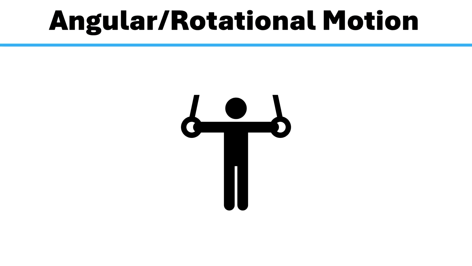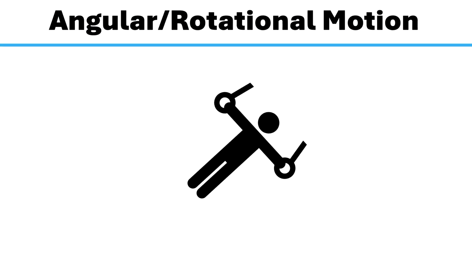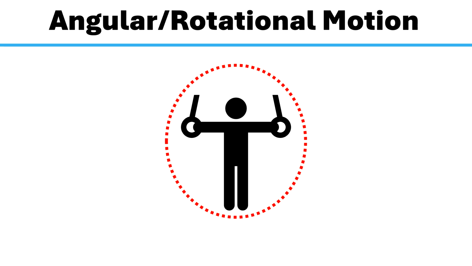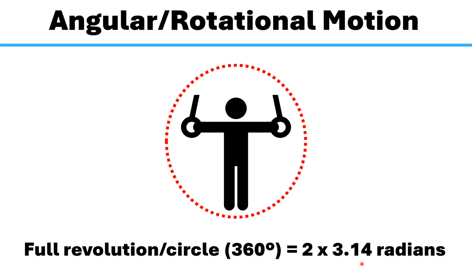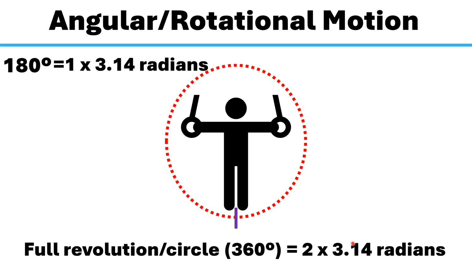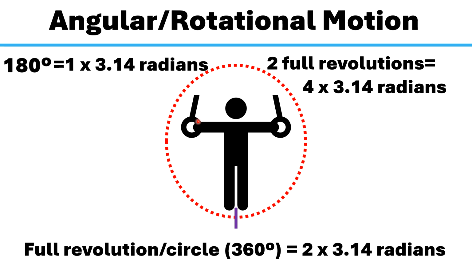As the name suggests, angular or rotational motion or kinematics is rotating, and if you rotate a whole circle, like this gymnast, this is going to be equal to 2 times pi radians. Remember that pi is 3.14 approximately. Now, what about half a full circle? Turning half a circle is going to be half of this, so it's 1 times 3.14 radians. And what about 2 full circles? Well, that's going to be 2 full revolutions, which is 4 times pi radians, double of this.